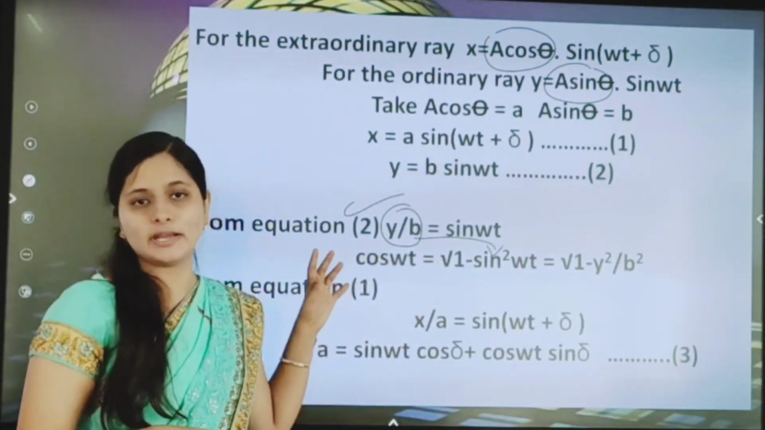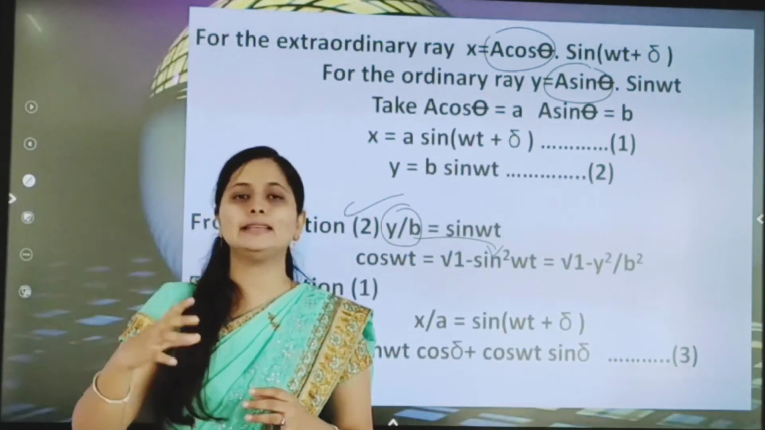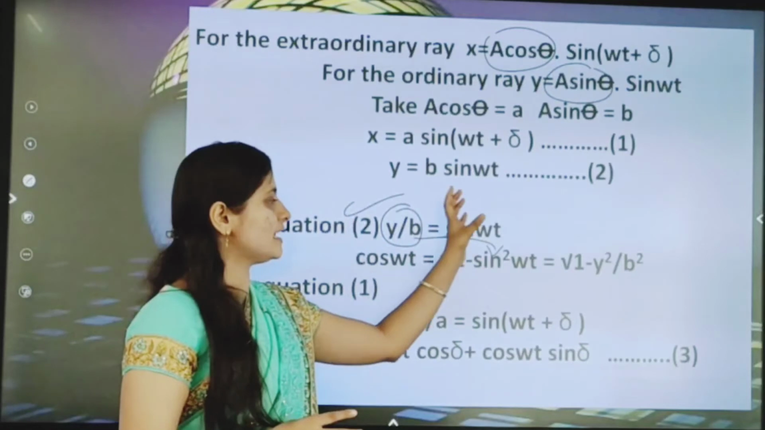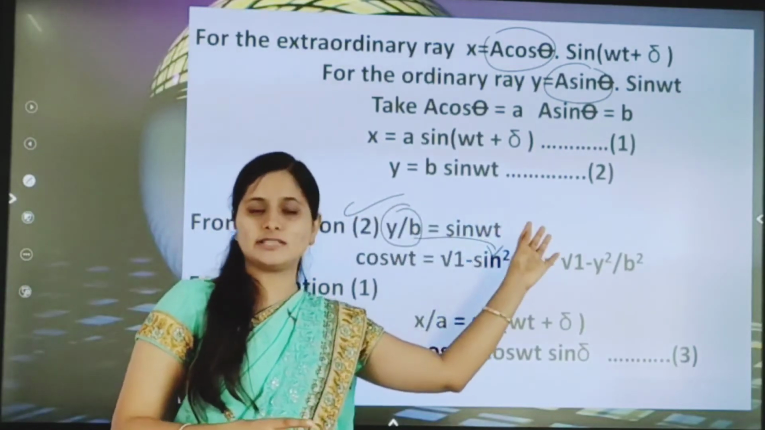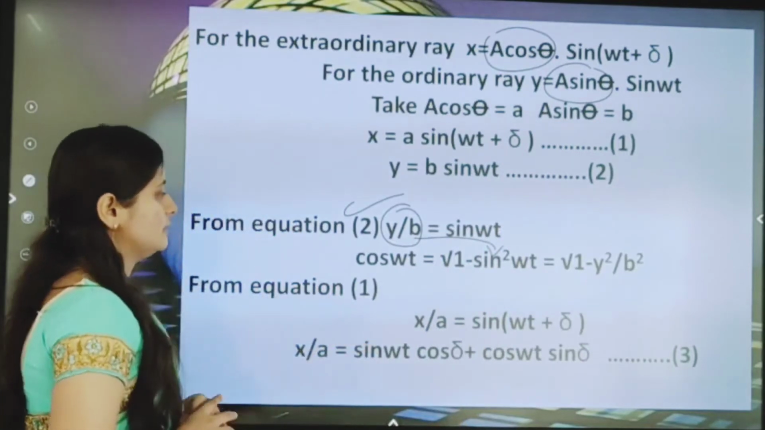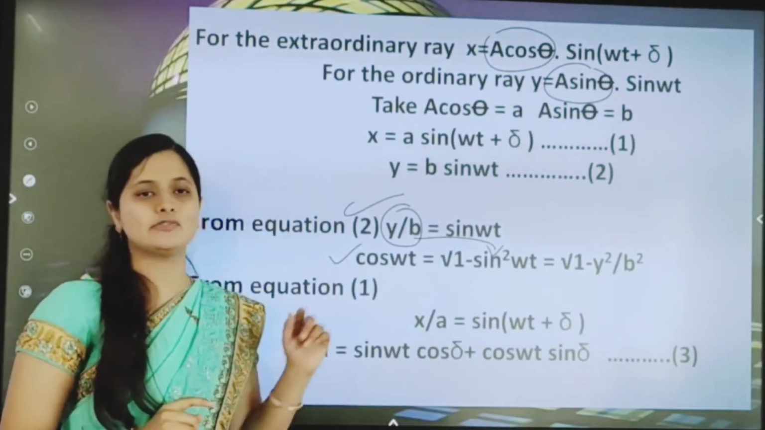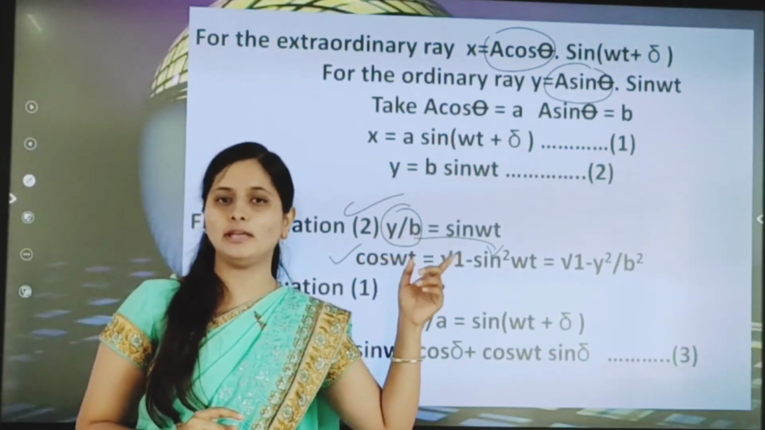Next, cos omega t we write as square root of 1 minus sin square omega t. Substituting sin square omega t as y square by b square, we know the cos omega t value is square root of 1 minus y square by b square.